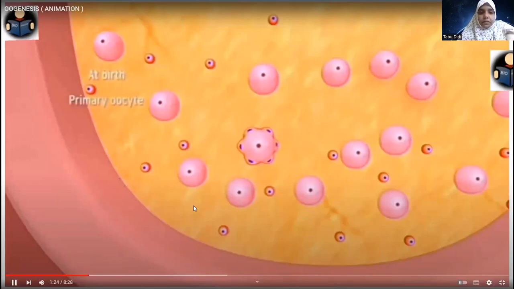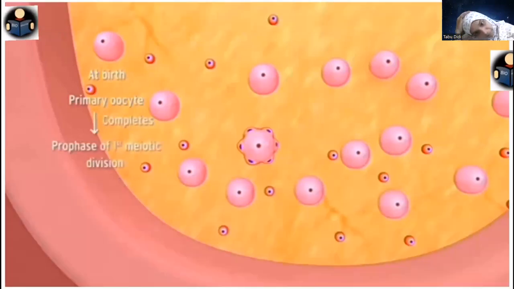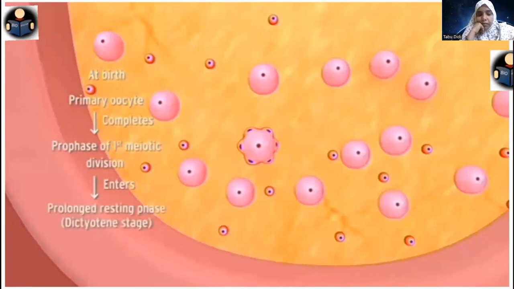At the time of birth, the primary oocyte completes the prophase of first meiotic division and enters into a prolonged resting phase known as dictyotene stage. It remains in this stage until before ovulation.